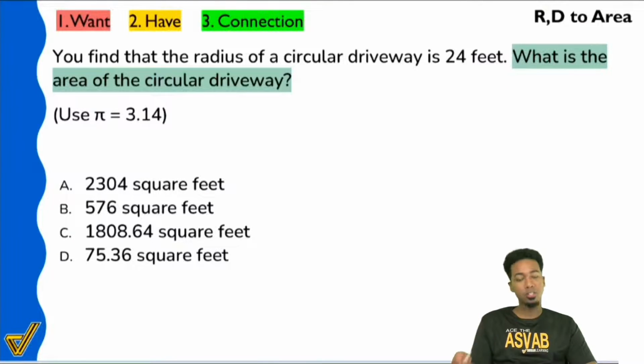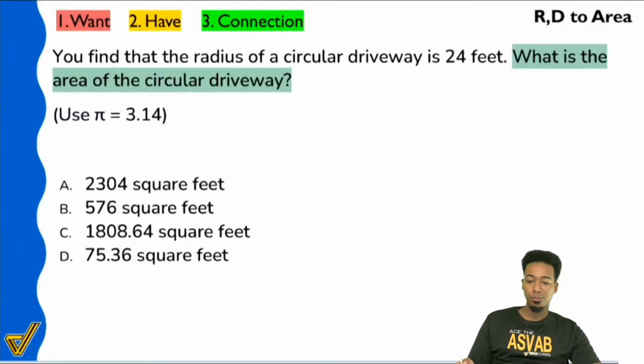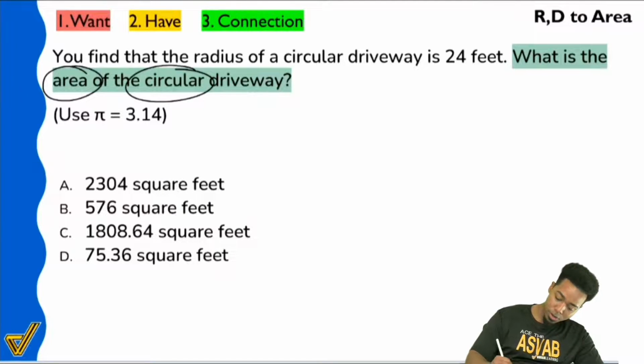Everybody, state it in the chat box. What's the area of a circle? From memory, try to do it from memory. What's the area of a circle? Dominic, only give me one there. What's the formula for the area of a circle? The formula for the area of a circle. Yeah, in general, yep, pi r squared. Pi r squared. So here, area, circular driveway.